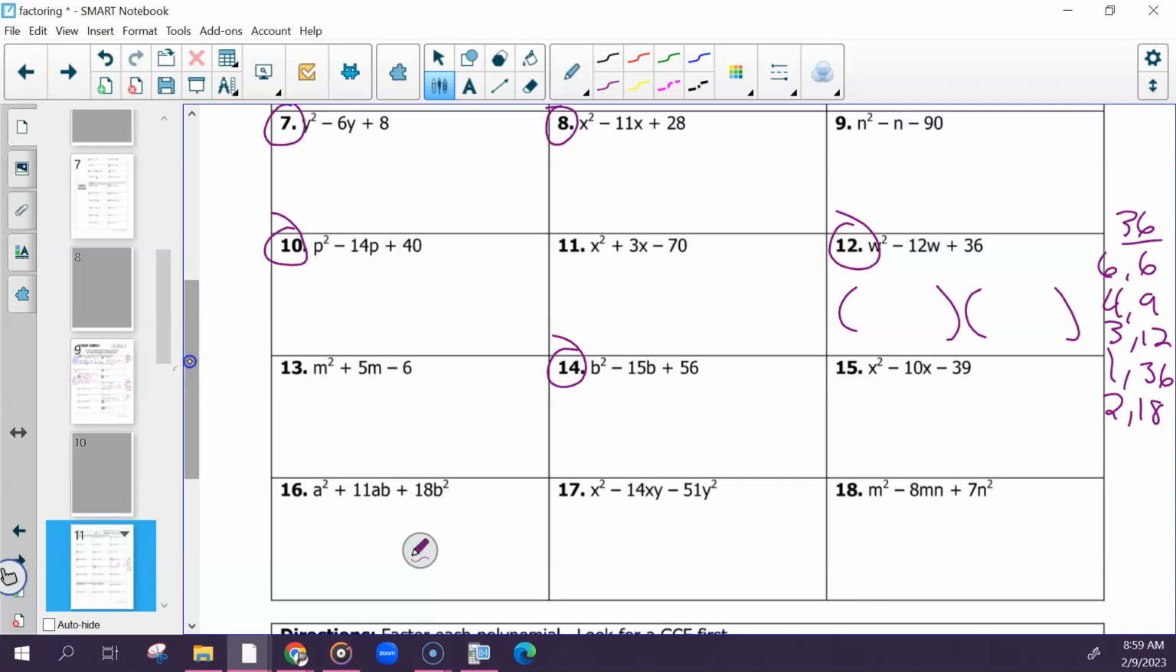So then if we make them both negative, w minus 6 and w minus 6 should give us this. When you have the same factor twice, you can either write it out twice or write it as w minus 6 squared. So it would be the same thing. So then the rule for this one would be if your B value is negative but C is positive, both of your factors are going to be negative.